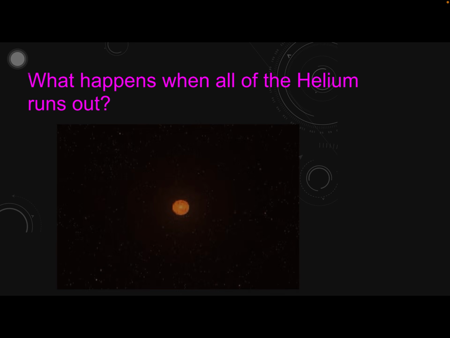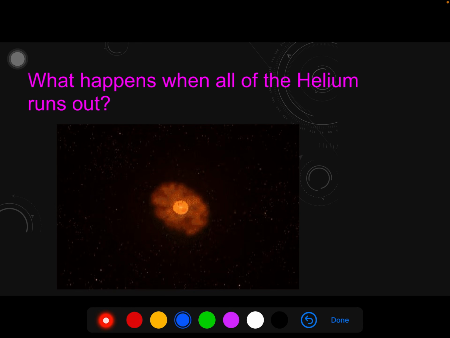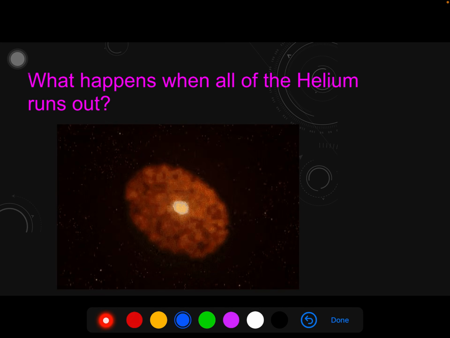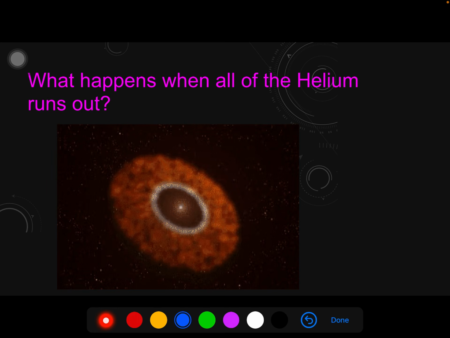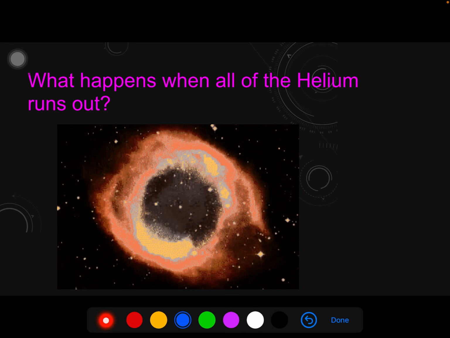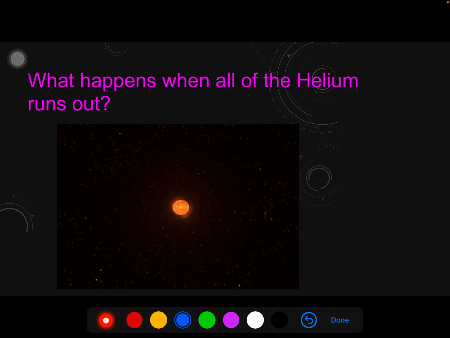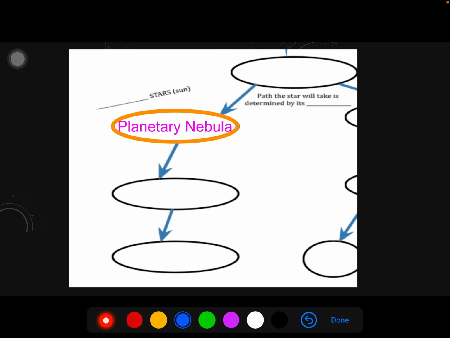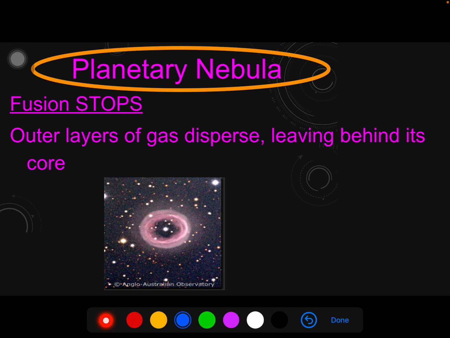So when all the helium runs out, these outer layers of gases are going to kind of shed away. They're going to get excreted off of the star, and they're just going to fall off into outer space. This is called the Planetary Nebula. It's got nothing to do with planets, that's just the name. It just creates this big cloud of gas and dust. So here in a planetary nebula, fusion stops. There's no more fusion. This star is starting to die.